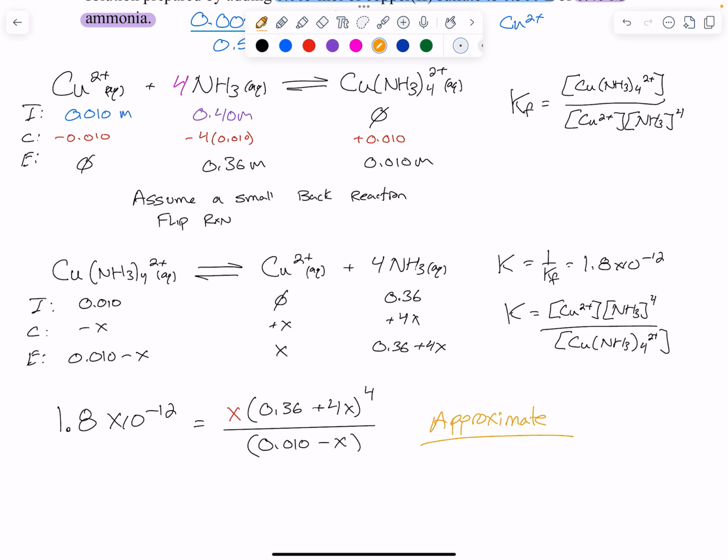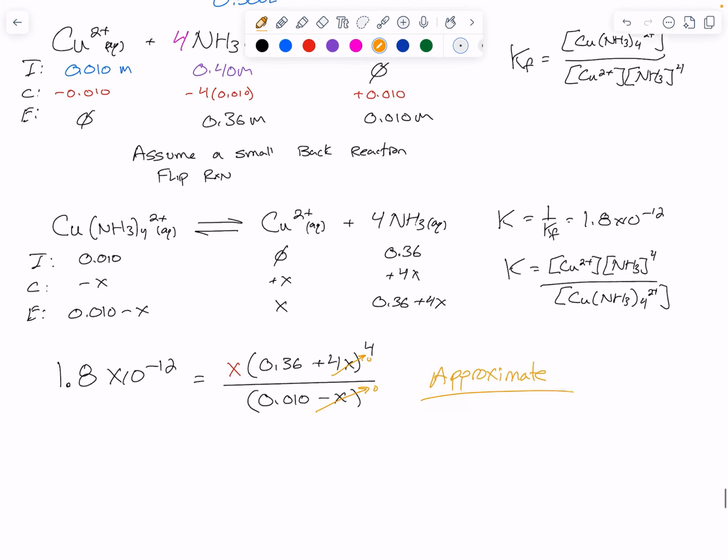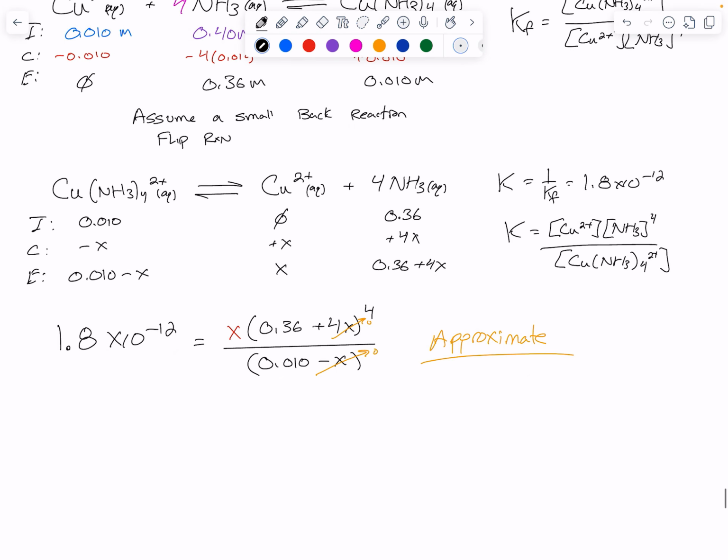Now, what can we do here? What can we approximate? The change. That's going to be 0. Which makes it really nice because we didn't want to have to solve x to the fourth here. So approximating, this becomes 1.8 times 10 to the negative 12 equals x times 0.36 to the fourth all over 0.010.